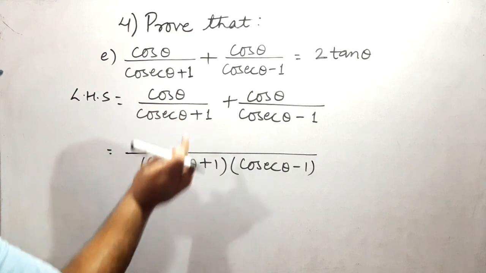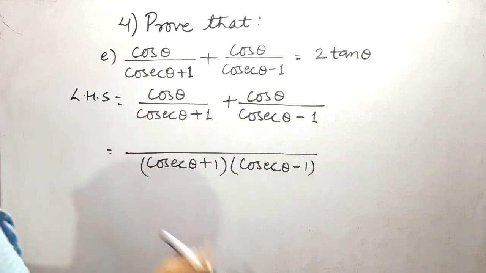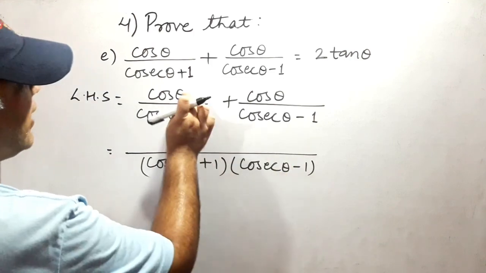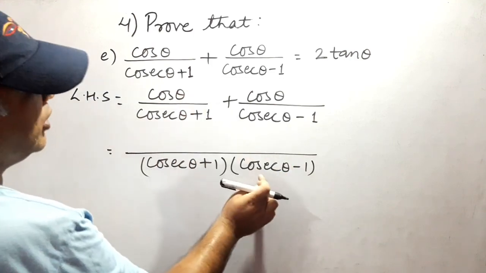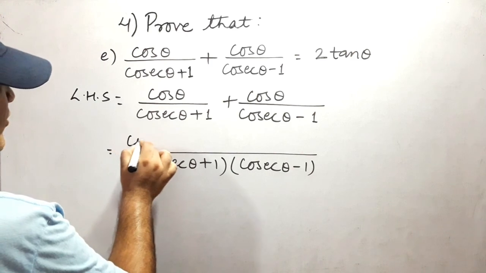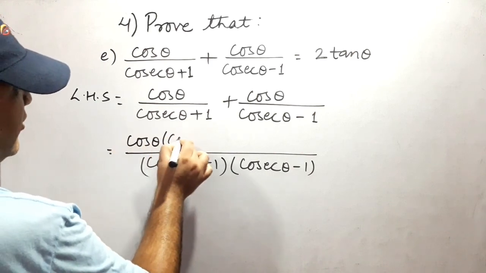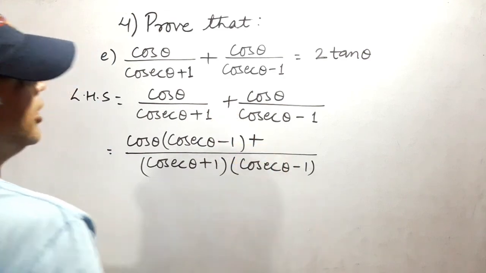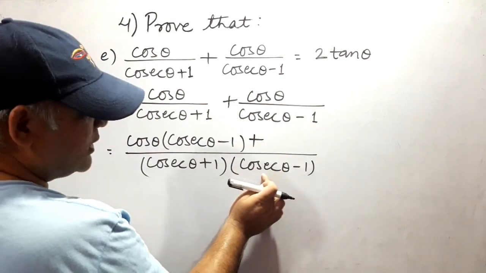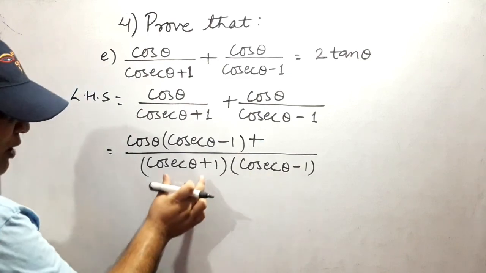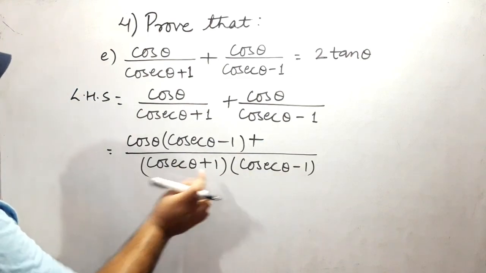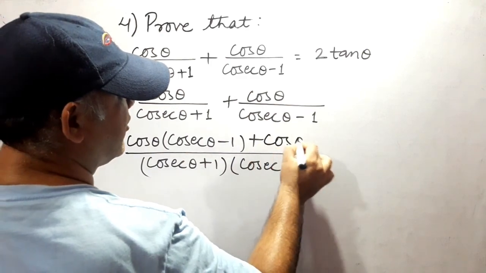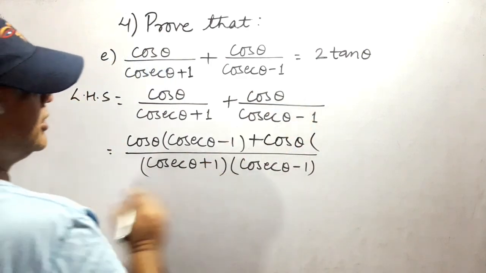Cosec theta plus 1 and cosec theta plus 1 get cancelled. The remaining expression, cosec theta minus 1, is to multiply cos theta. So cos theta into cosec theta minus 1, plus cosec theta minus 1 and this cosec theta minus 1 get cancelled. Now the remaining expression is cosec theta plus 1. So cosec theta plus 1 into cos theta. The cos theta should multiply cosec theta plus 1.